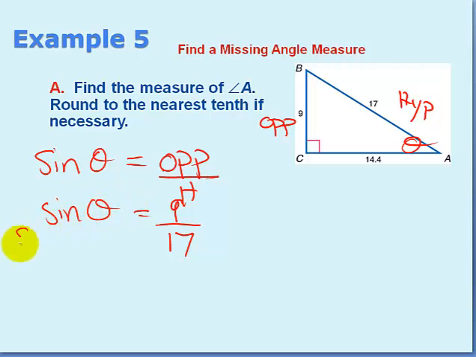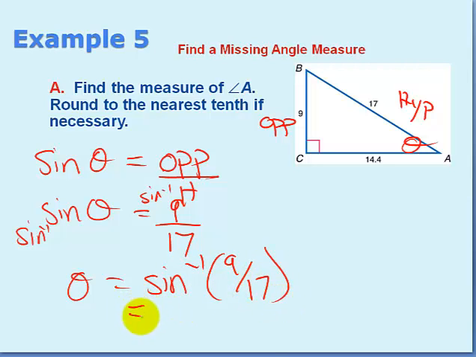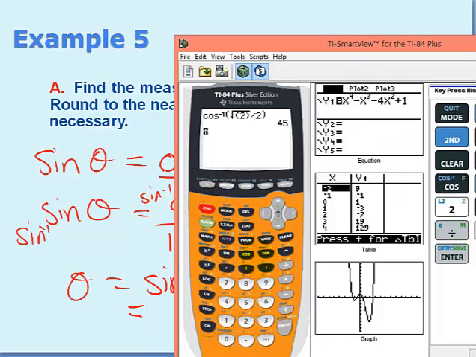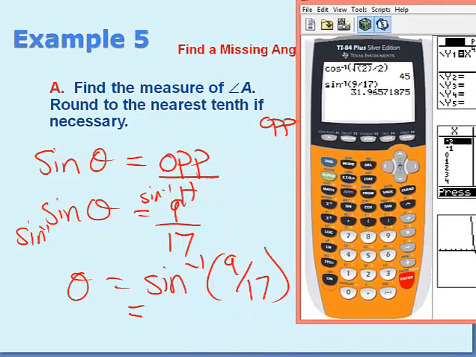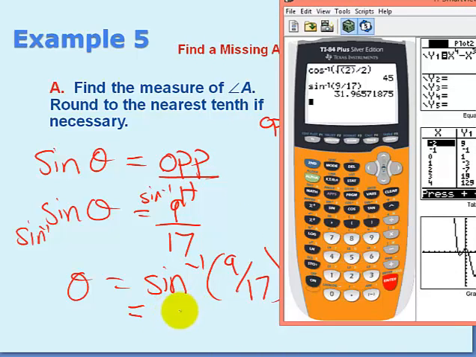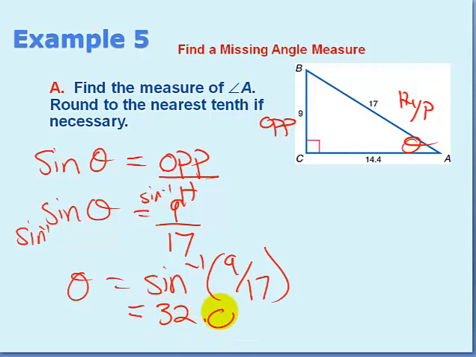Now to get theta by itself, I'll take the inverse sine, sorry, I said the wrong thing there. It looks like this: inverse sine of 9 over 17. Then I go to my calculator. Second sine of 9 divided by 17. 31.96, which says round, so it'll be 32.0.